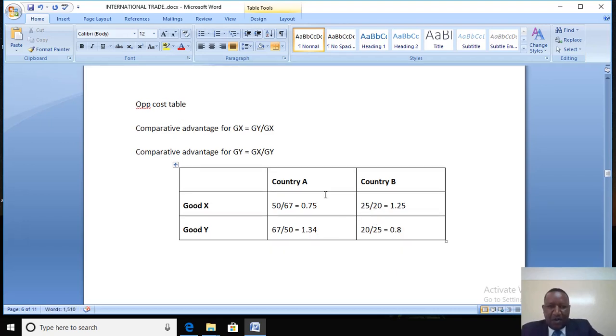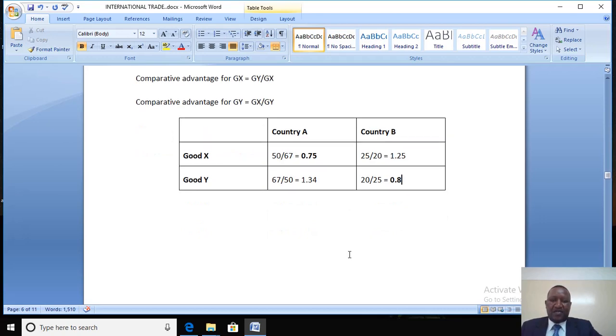Looking at the table, you will notice that country A has a better opportunity cost in the production of good X as compared to the production of good Y. Country B has a better opportunity cost in terms of good Y production as compared to good X production. What I mean by better opportunity cost is that the opportunity cost is lower. So what's the conclusion? What's the implication of this? Country A must specialize in producing good X. Country B must specialize in producing good Y.